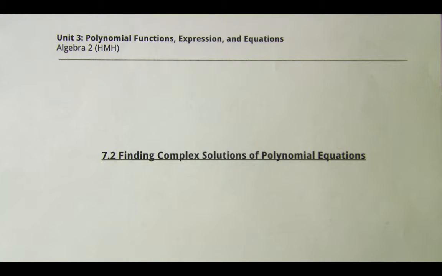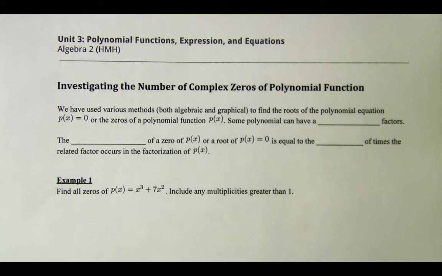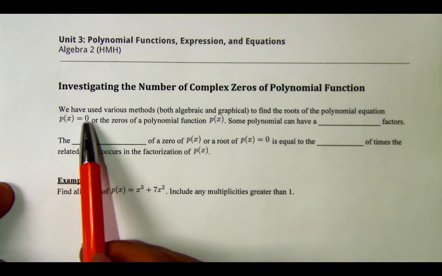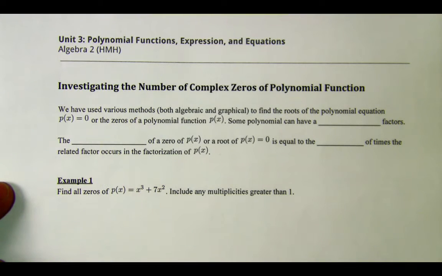Welcome to lesson 7.2, finding complex solutions of polynomial equations. There are a few things that we should know before we continue to learn about polynomial equations, guys. We need to find the correspondence between the number of complex zeros, meaning when you set the polynomial equal to zero, and in factor form, its exponent values. So let's go through this, guys.